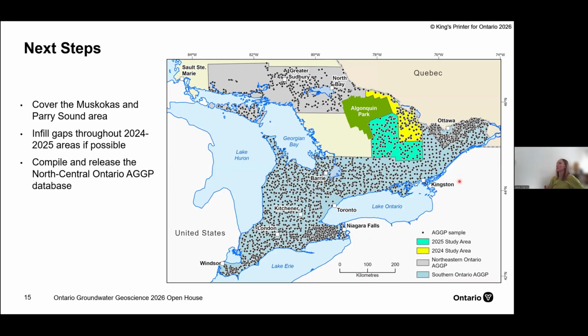So I hope to be able to share more results in future open house presentations. But for now, our next steps are to continue filling in this gap. So that would be the Muskoka and Parry Sound region for future fieldwork, and hopefully finding opportunities to fill in some of those gaps in the 2024 and 2025 field areas, if we can find them. And then ultimately compiling all of this data together to release a North Central Ontario AGG database.